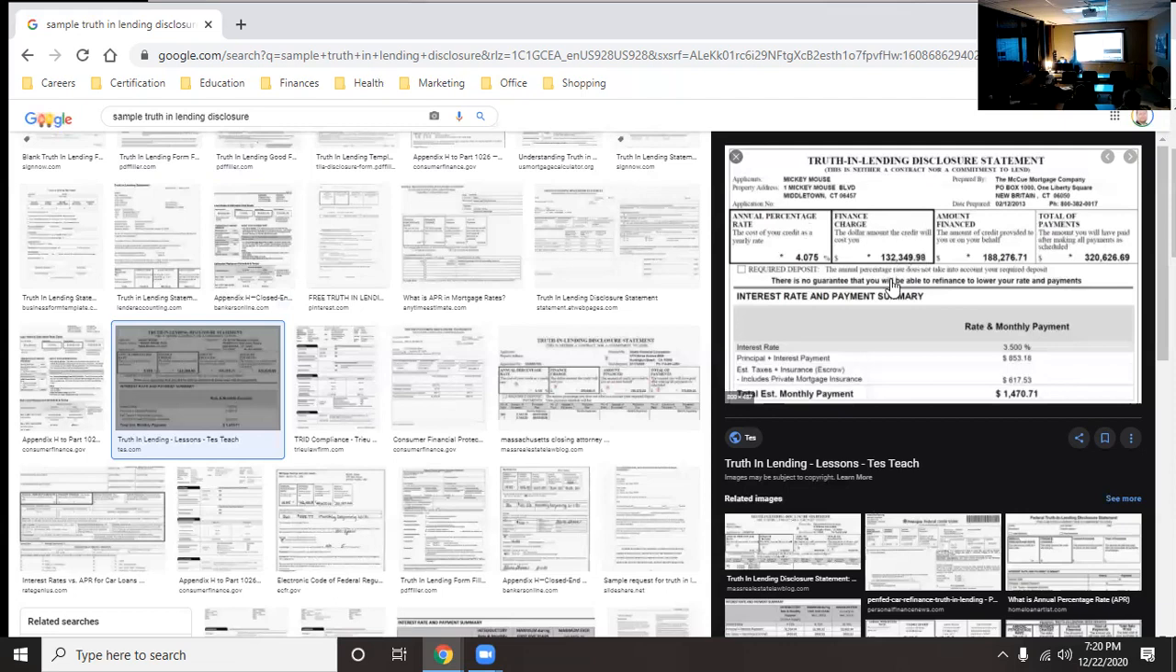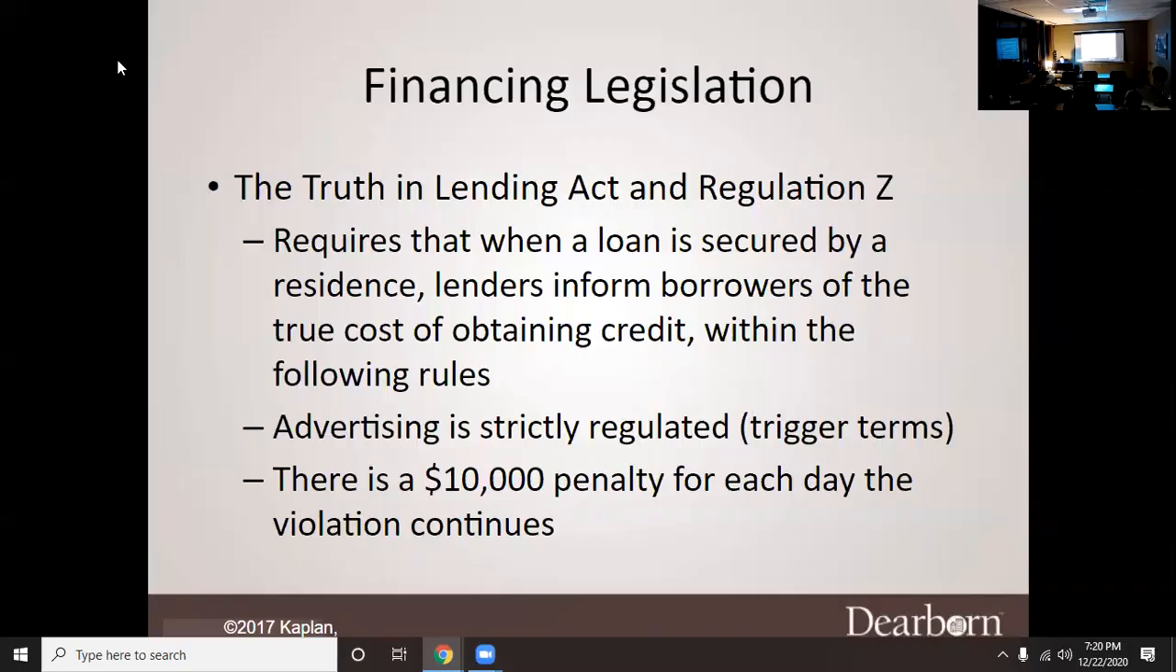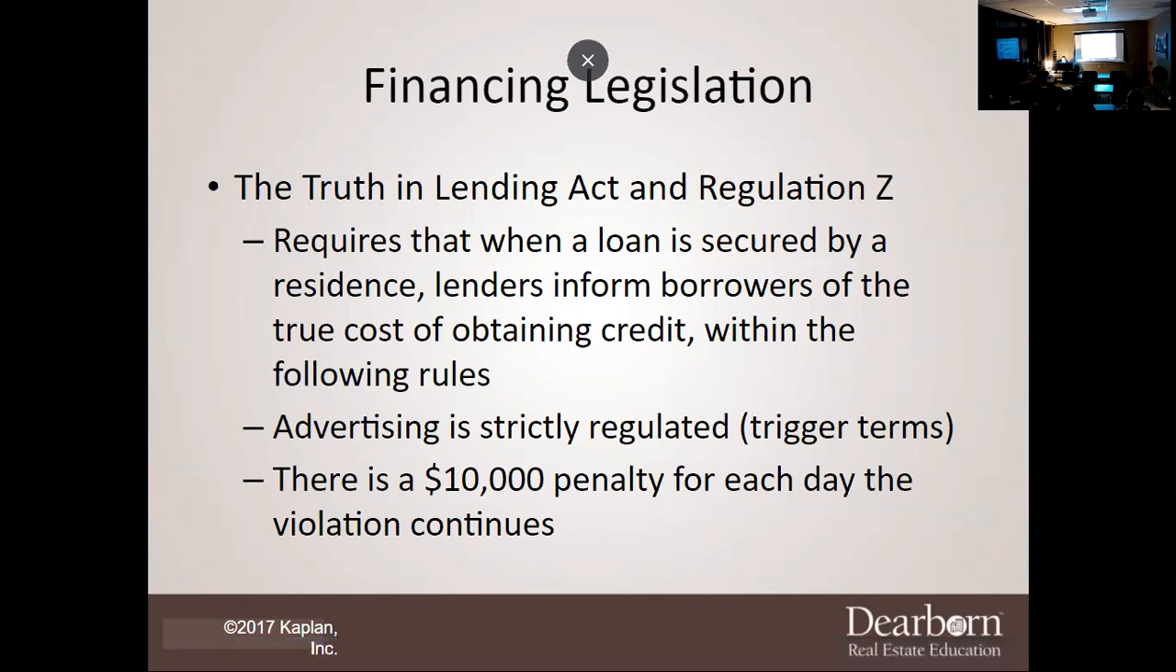But that's what this form is. This is the truth in lending disclosure statement. Some of you probably can see that, some of you can't. But this is the truth in lending. And the whole purpose of the truth in lending is that we want to require that when a loan is secured by a residence, that the lenders are actually informing their borrowers of the true cost of obtaining credit within the following rules. So the key thing here, and my biggest thing that I want to emphasize, is this.